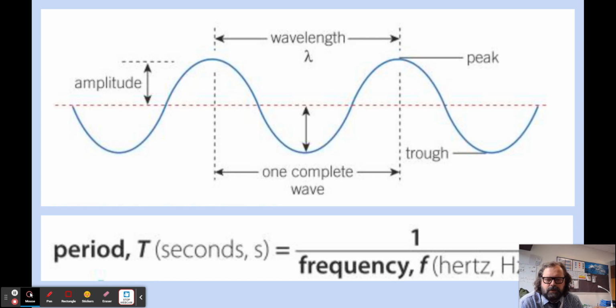And so this equation here, which is on your equation sheet, is showing you that the amount of time that one wave takes is 1 divided by the frequency in hertz. So for example, if a frequency was 4 hertz, the time for one wave would be 1 divided by 4, which is 0.25 seconds.